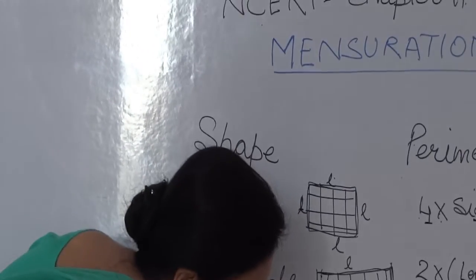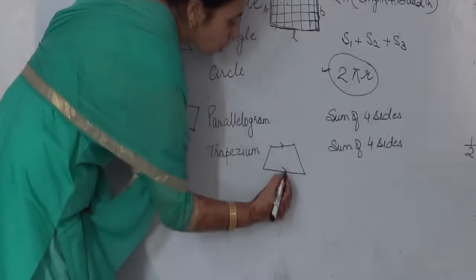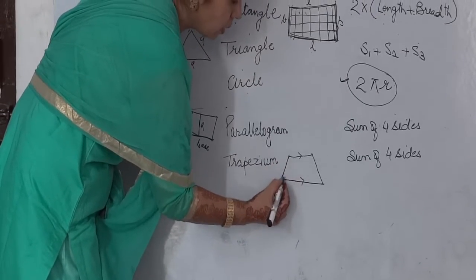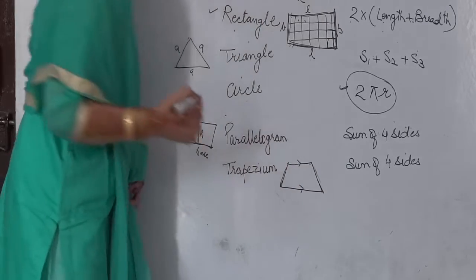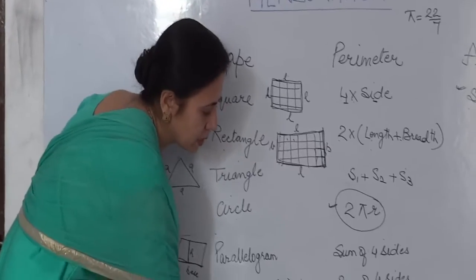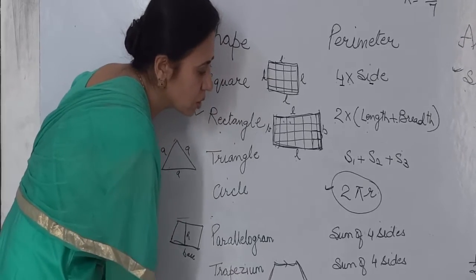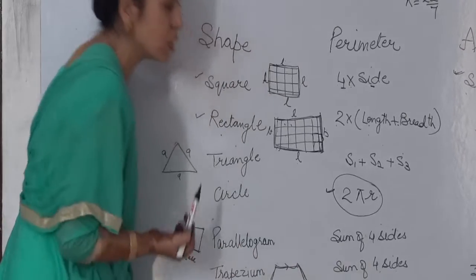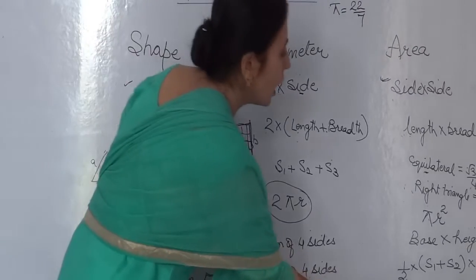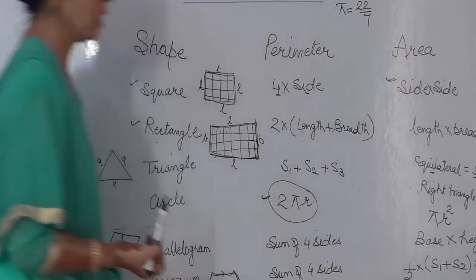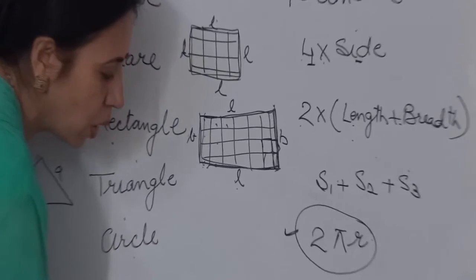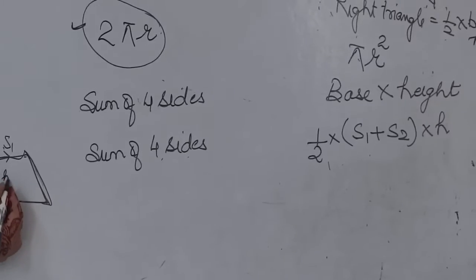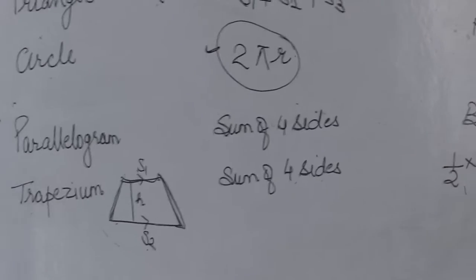Next figure we have is trapezium. See how trapezium is formed. One pair of lines parallel and unequal, so another pair of lines are not equal. How many sides do we have here? Yes, it's a four-sided figure. So its perimeter is again sum of four sides. But when you talk about area of trapezium, it is half multiply sum of these parallel sides, which we call S1 and S2, and then we have H as a height. So we stop here.